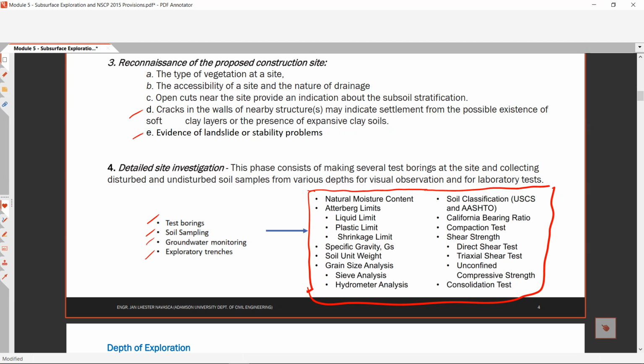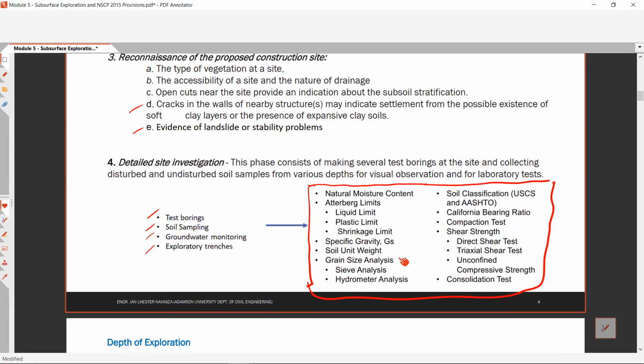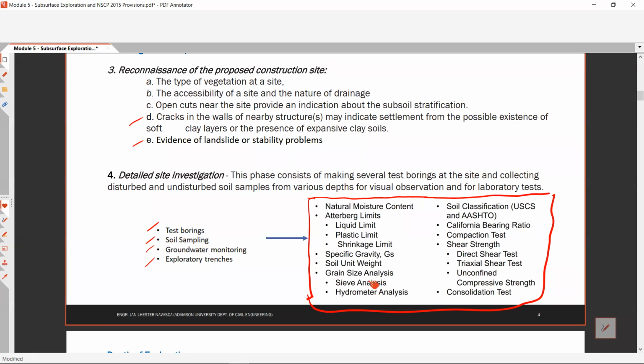The natural moisture content, the Atterberg limits, we have the liquid limit, plastic limit, shrinkage limit, the specific gravity of your soil, unit weight, grain size analysis, soil classification, the California bearing ratio. If your soil is supporting the ground floor slab, if the design of your ground floor slab is not suspended, you need to check this California bearing ratio.